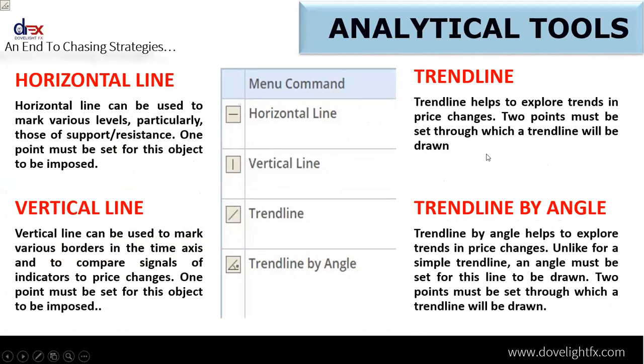Our good friends who are great fans of support and resistance, they will use that for price action. They will use those tools. We have the vertical line, we have the trend line by angle. So those are just a few analytical tools.